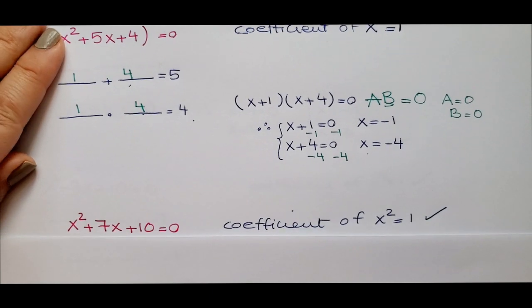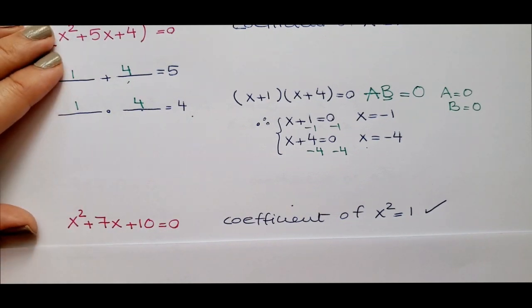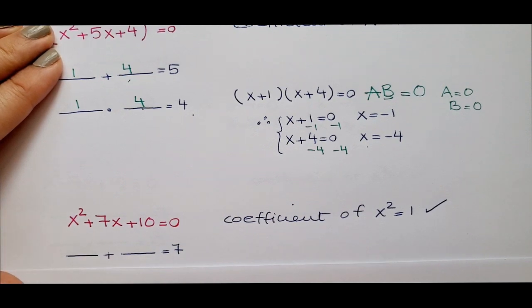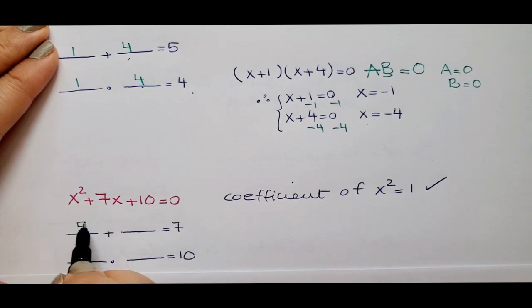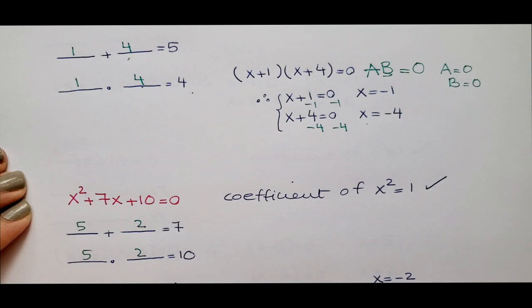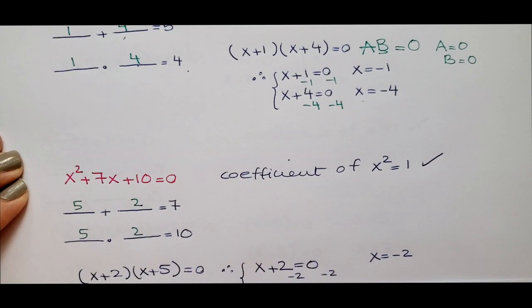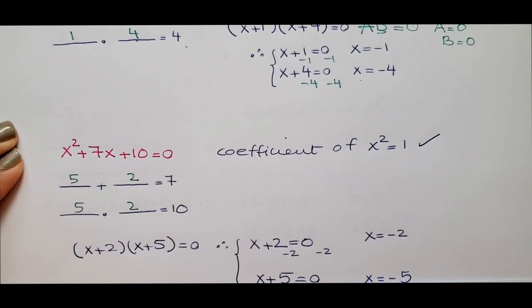The next example would be x squared plus 7x plus 10 equal to 0. First thing first, we have to check the coefficient of x squared. Is it 1? Yes, so checked. Now we are looking again for two numbers which, if we add them, it would be 7, and if we multiply them it would be 10. And I believe the two numbers would be 5 and 2. If we add them it will be 7, multiply them would be 10. So this equation would be factorized into x plus 2 multiplied by x plus 5.